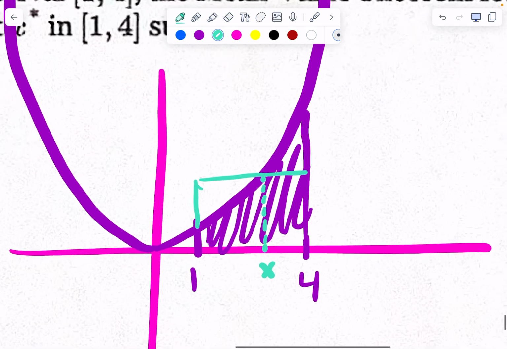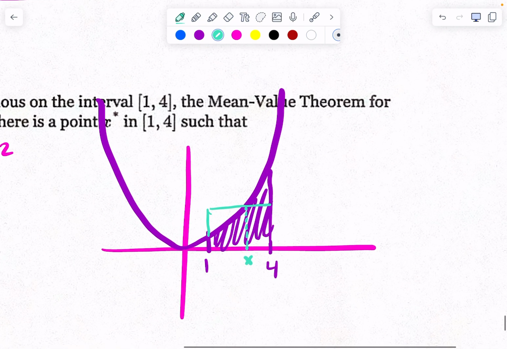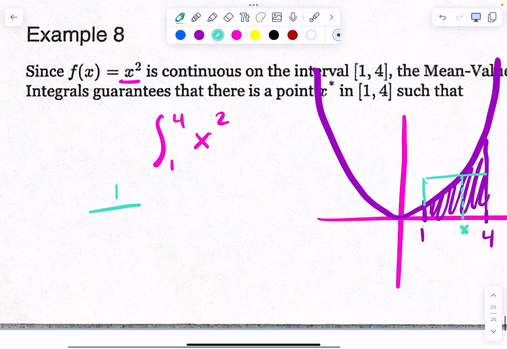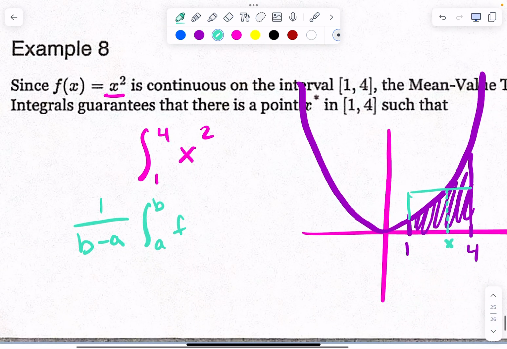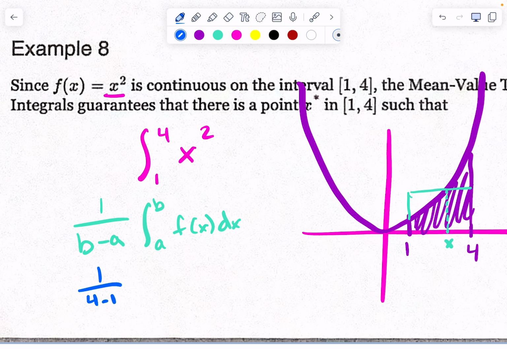Okay, so here's the deal. If we do the formula, we do 1 over b minus a, from a to b, of f of x dx. This is the formula that we're using. So what's 1 over b minus a going to be? 4 minus 1, so 1/3. Okay, integral from 1 to 4 of x squared.